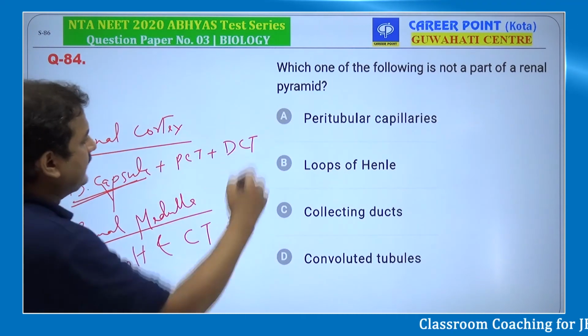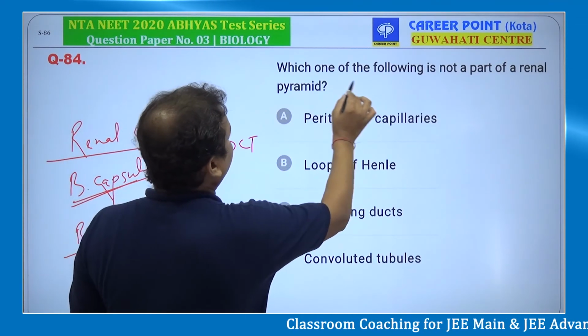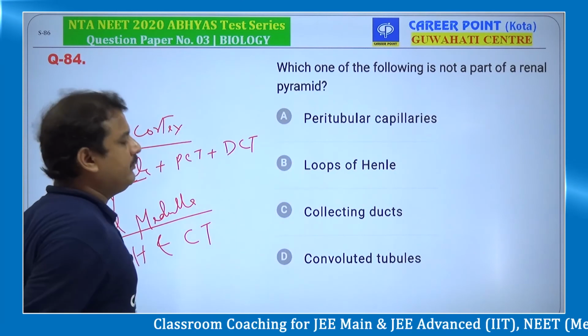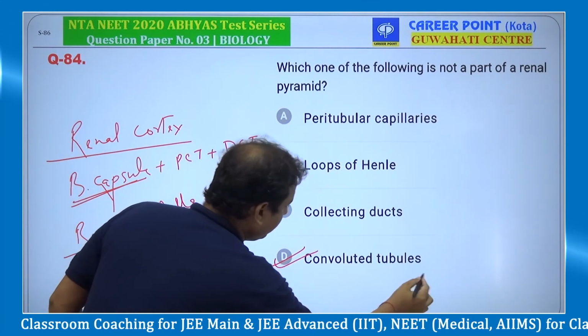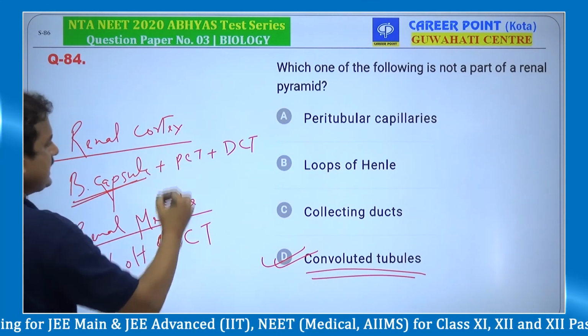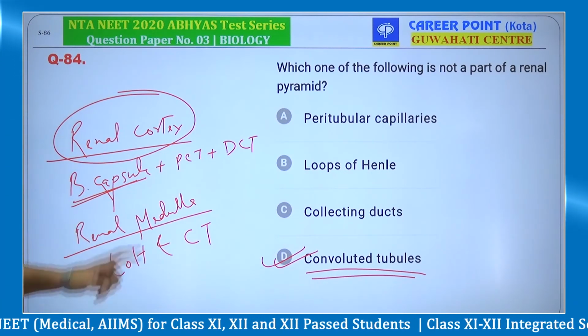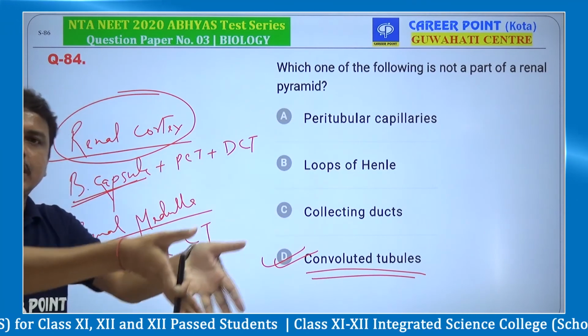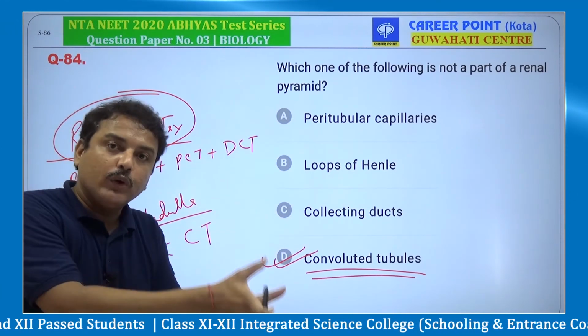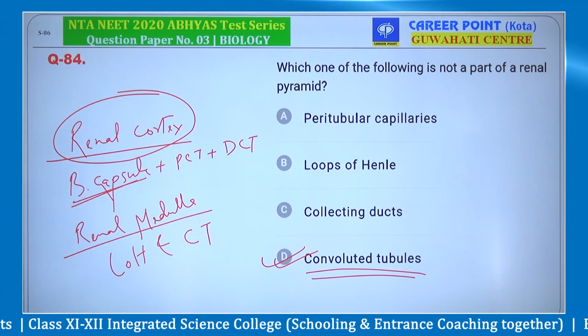So which of the following is not a part of the renal pyramid? Obviously the convoluted tubule, because PCT and DCT are part of the renal cortex, not the medulla, because the renal pyramid is situated in the renal medulla region. Okay, so here the answer is D.